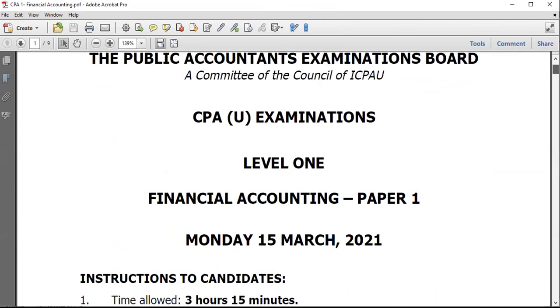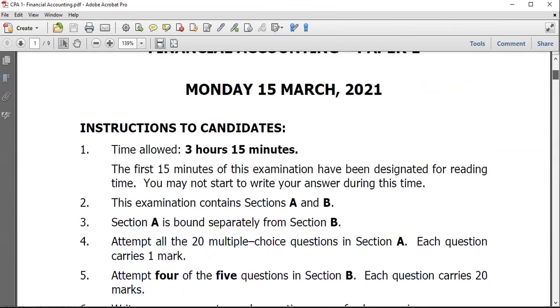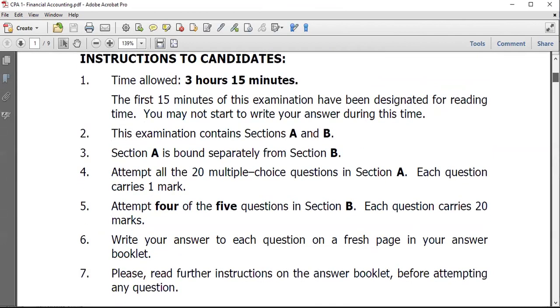This is March 2021. So we have instructions here, which you always find on at least your CPA papers, but they vary according to a paper. As you can see, you're supposed to do section A and section B, and section A here is bound separately. Section A, they are multiple choice questions, and you should attempt all.